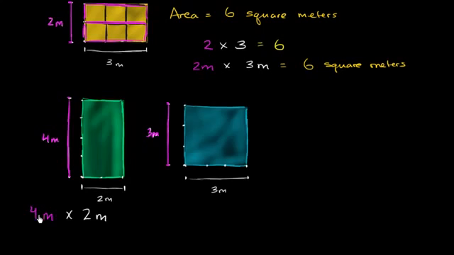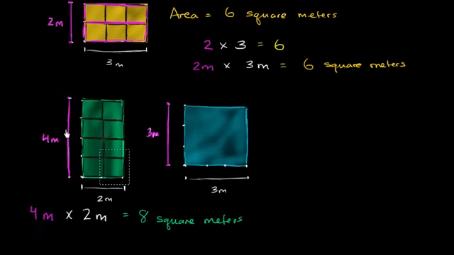Now 4 times 2 is 8. So this should give us 8 square meters. Let's see if this is actually the case. So 1, 2, 3, 4, 5, and you see it's going in the right direction, 5, 6, 7, and 8. So the area of this rectangle is indeed 8 square meters.